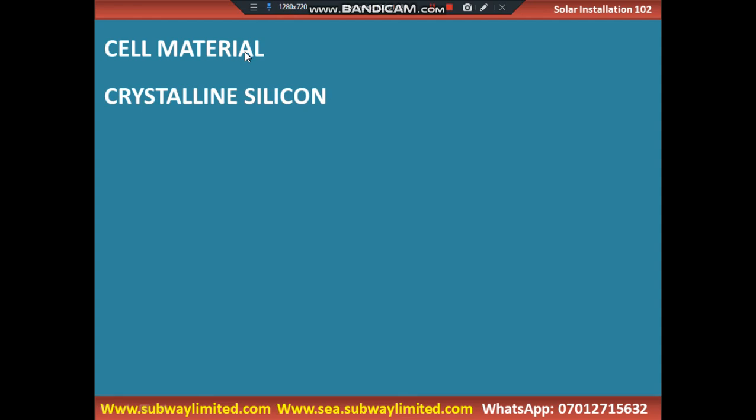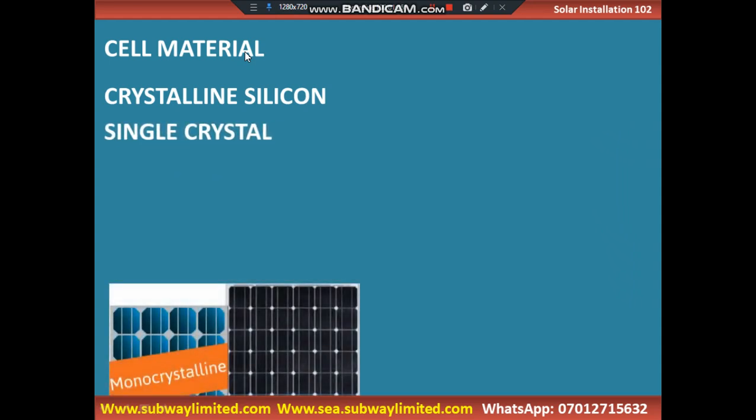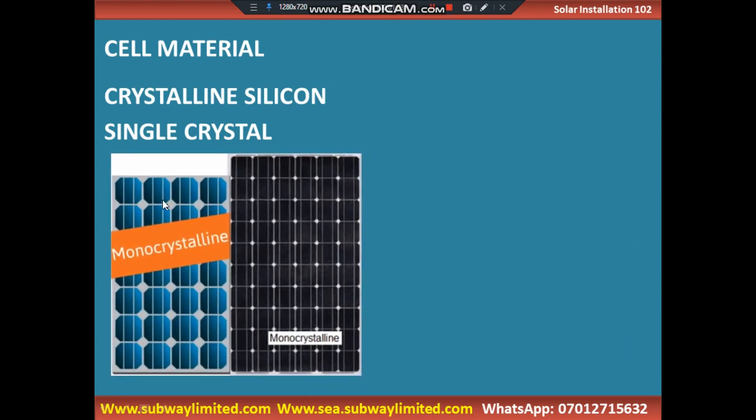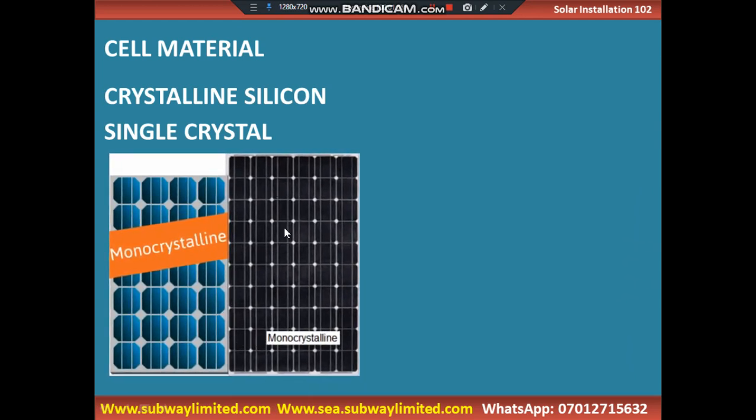And during the manufacturing process, the cell material may be made up of single crystal. And when the cell material is made up of a single crystal, we have the monocrystalline solar panel. You can see this is the monocrystalline solar panel. We will take a look at the characteristics of the monocrystalline solar panels.